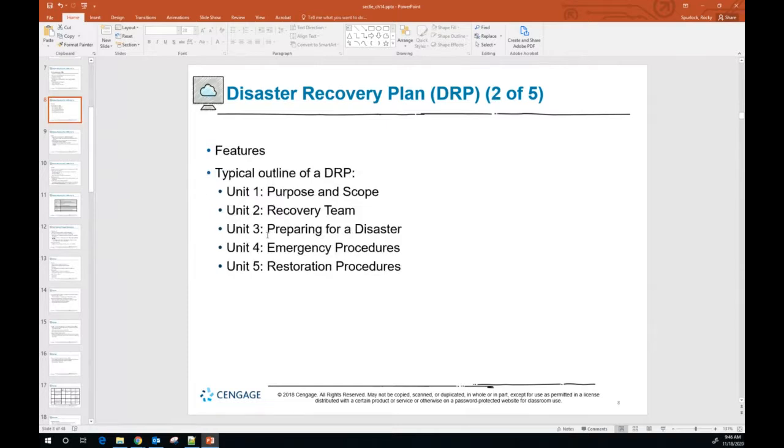So some of our features we may see, for example, the typical outline of a disaster recovery plan. We'll see the purpose and the scope of it, who's on the recovery team, how we can prepare for disaster, what emergency procedures must take place, and how do we restore our business, our restoration procedures.